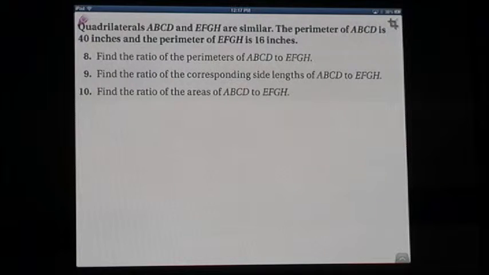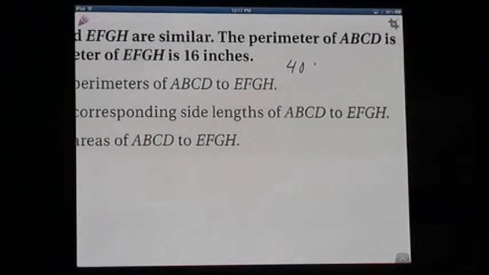So it says find the ratio of the perimeters of ABCD to EFGH. So you start with ABCD, which is 40 inches. And you can either write that like this, 40 to 16. Well, you know what? This can be reduced. We can divide both of these by 4. What else can we divide by? That will give us 10 and 4. So we can divide by 8. Okay, and when we divide both of them by 8, we get 5 to 2. Or you could have written them like a fraction, 40 to 16 equals 5 to 2.